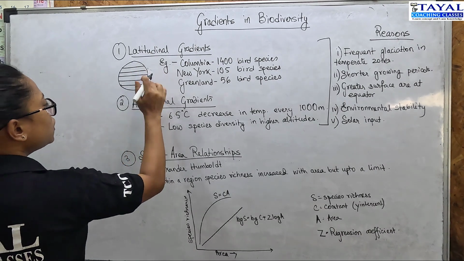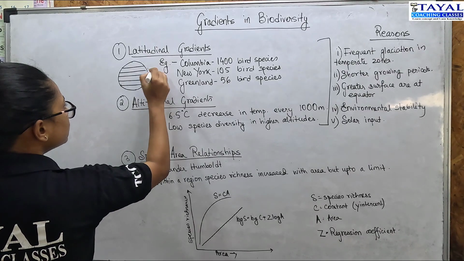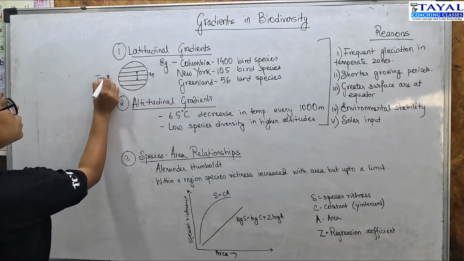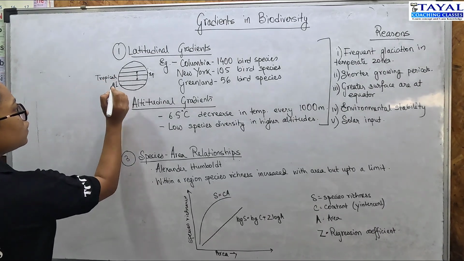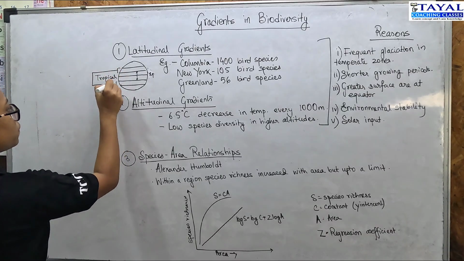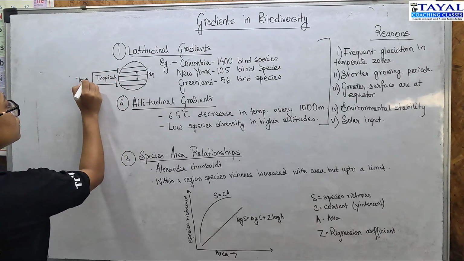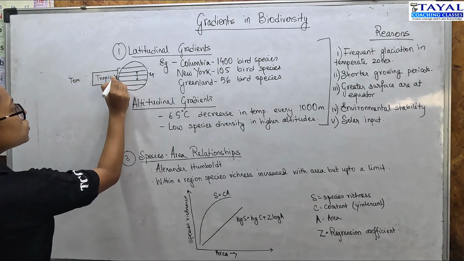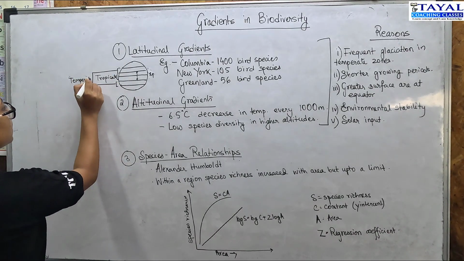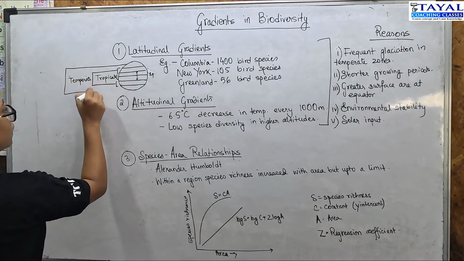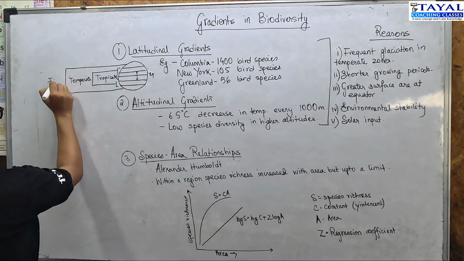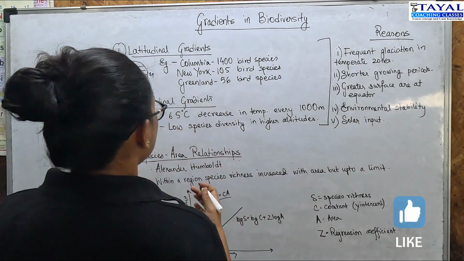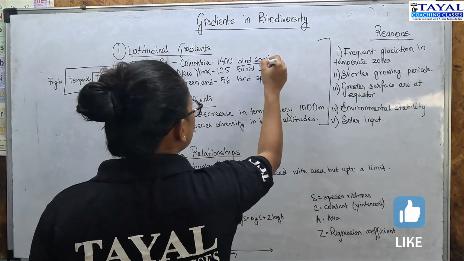So from the equator to the tropics, this zone is known as the tropical region. Then it's known as the temperate region. So this is your tropical region, this is your temperate region, and then these two are your frigid zones, right?